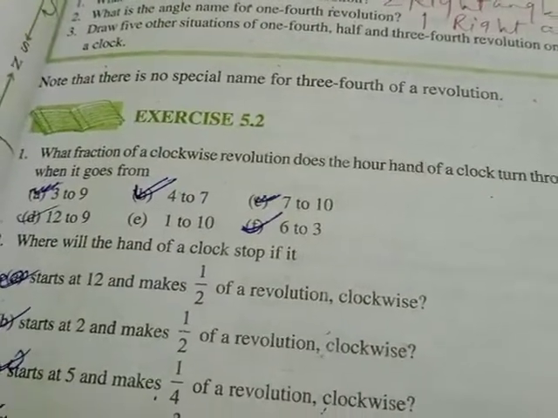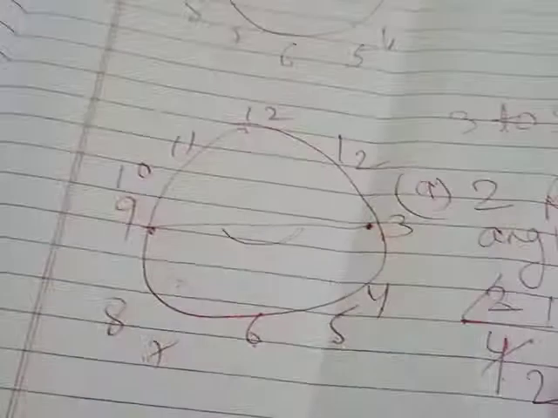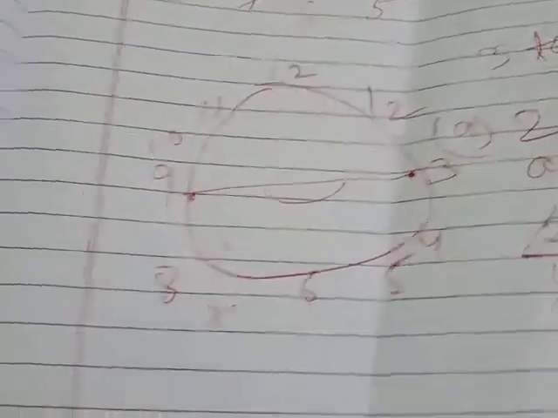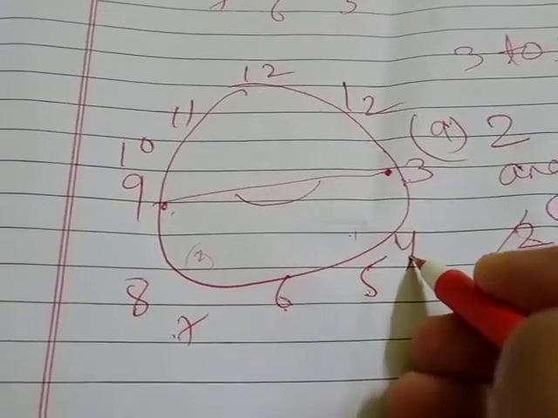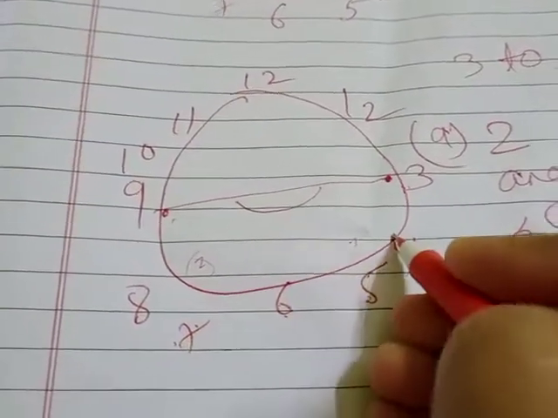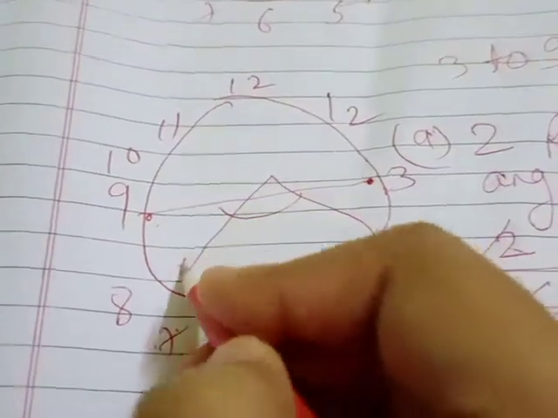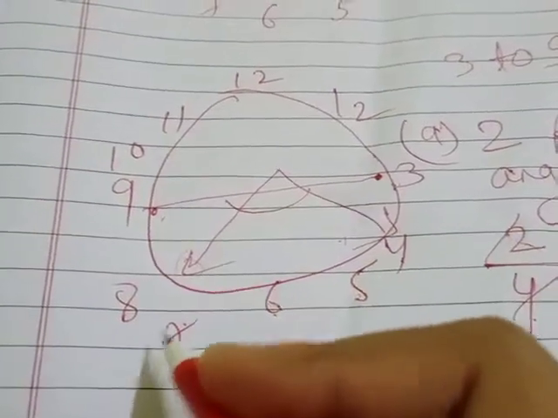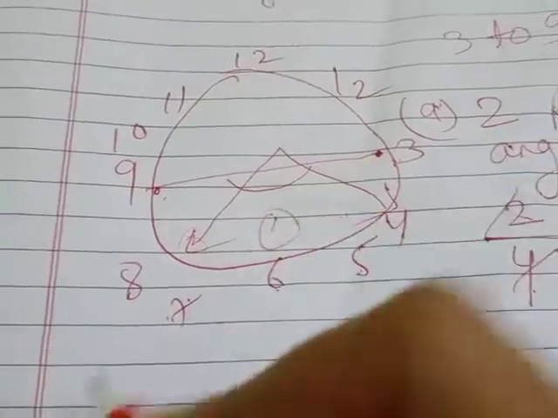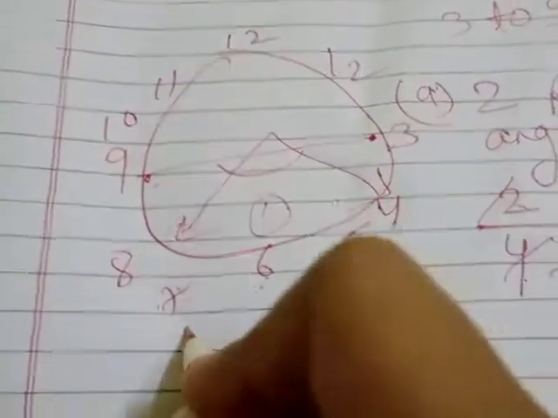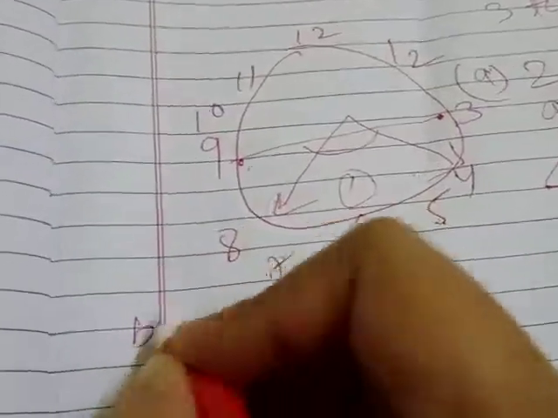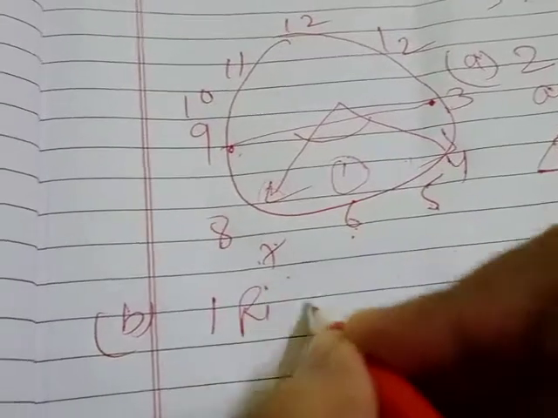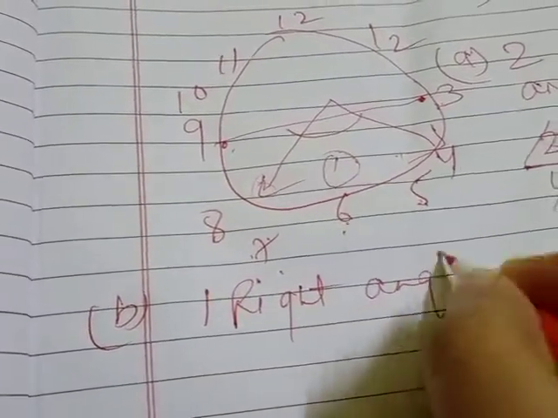It is written 4 to 7. Now pay attention carefully to this also. Same clock, I will tell and then we will write the answers. This is 4 and we have to reach till 7. So it will come like this. How many right angles are here? Only one right angle. 1, 2, 3 units. Keep in mind, 3 units means one right angle. So your B answer will be 1 right angle.